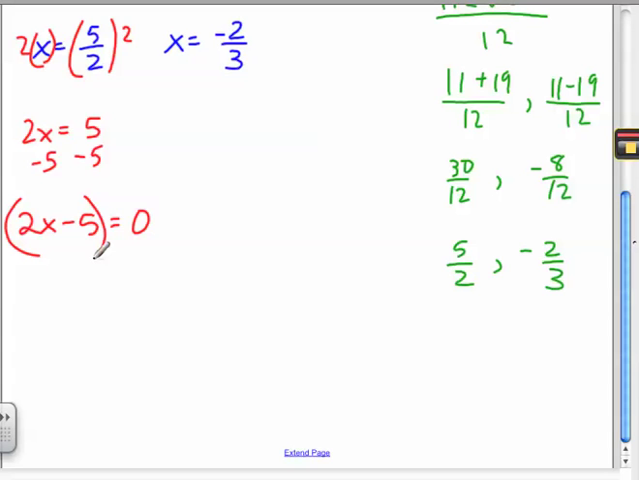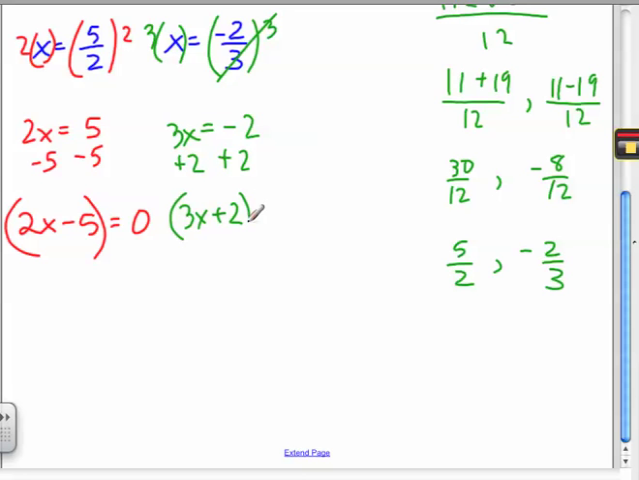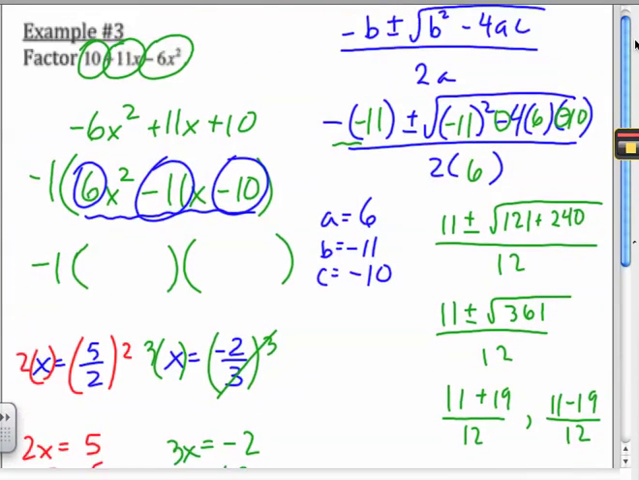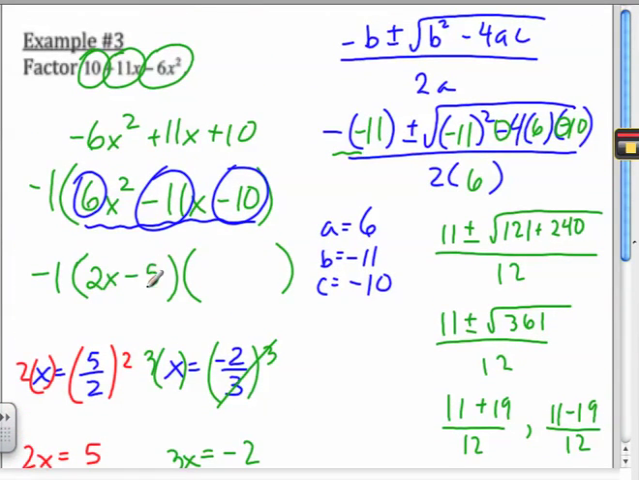All right? Eric, do the other one for me. What do I do first? Multiply both sides by 3, and I'm going to get 3x is equal to negative 2. Then what do I do? Add 2. Good job. So then I'm going to get 3x plus 2 equals 0. And that's my other binomial. So when I go back up, I'm going to get 2x minus 5 and 3x plus 2. 2x minus 5 and 3x plus 2.